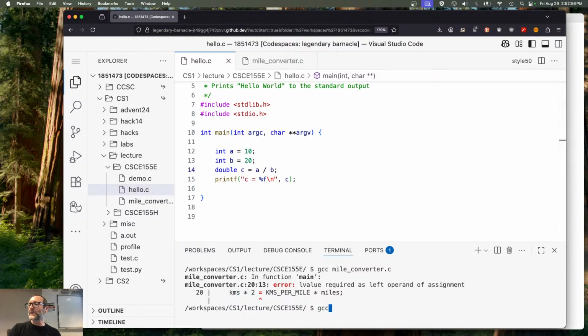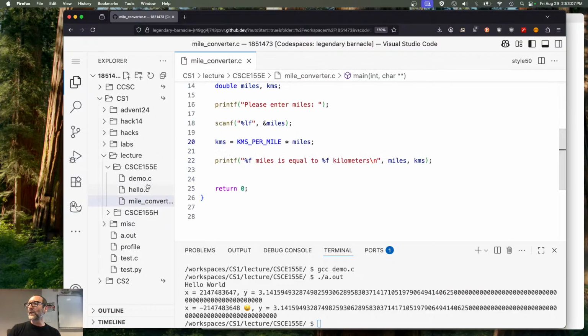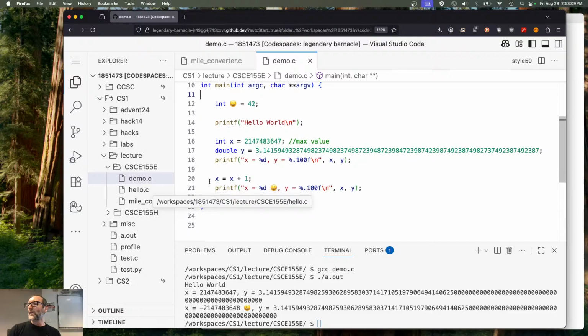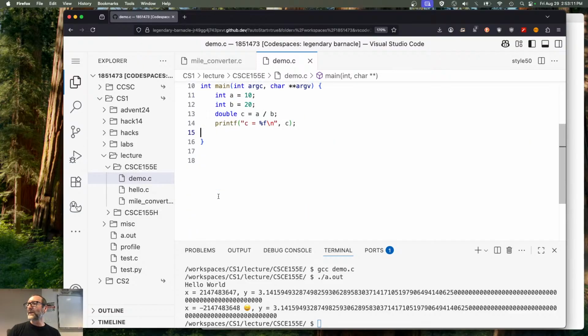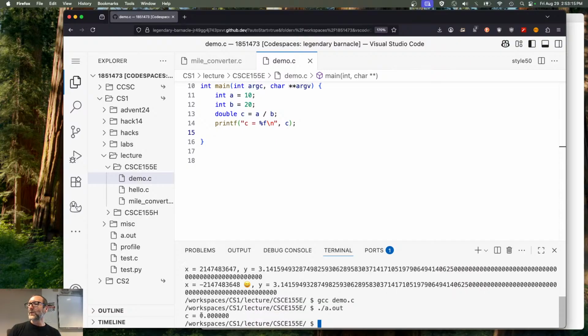Right, so gcc demo.c and a.out. Oops. Looks like I'm editing hello, sorry. All right, let's go ahead and get rid of that, and let's open up demo. That's what we were working on last time. There we go. Try that again. There we go. So there is the result, 0.000.